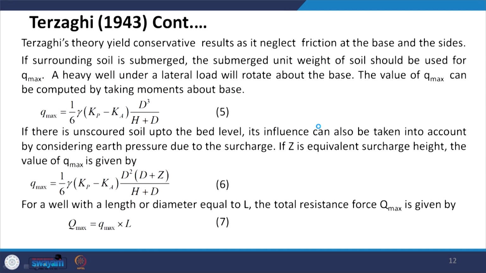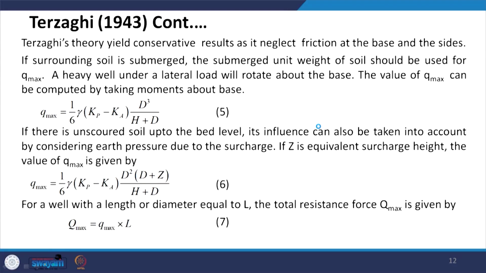Terzaghi's theory yields conservative results as it neglects friction at the base and the sides. Though there is friction between the base of the wall and the soil, it is neglected by Terzaghi's theory, as well as on the sides. If the surrounding soil is submerged, then the submerged unit weight of soil should be used for Qmax. A heavy wall under a lateral load will rotate about the base, and the value of Qmax can be computed by taking moments about the base.